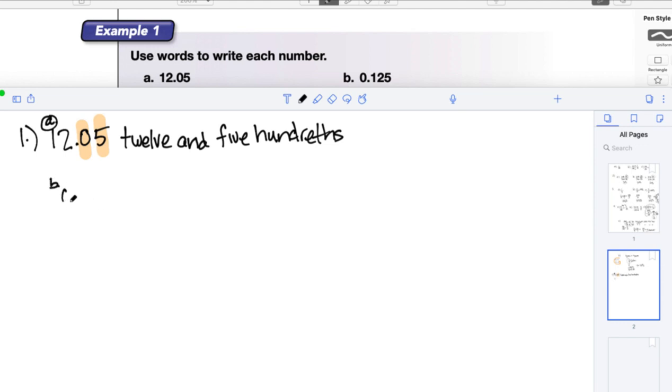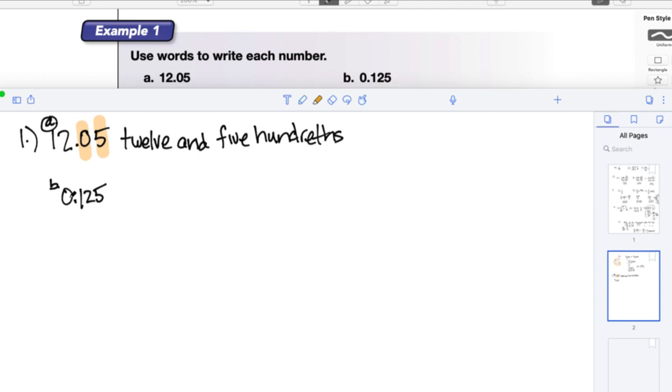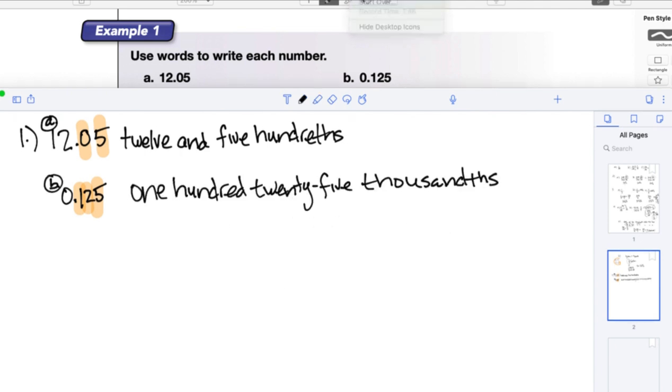Okay, let's look at this next one. So we have 0.125, which is not what we're going to say. We're going to look at this whole number and think about the place of this last digit. This whole number is 125, but this last digit is going to be, so you know that this is tenths, hundredths, thousandths. So 125 thousandths is the answer there. 125 thousandths.